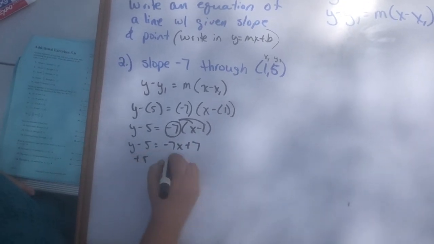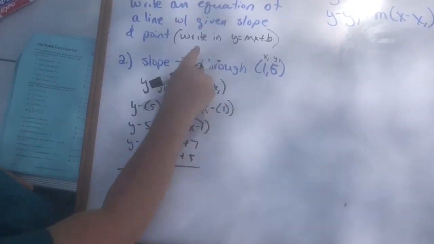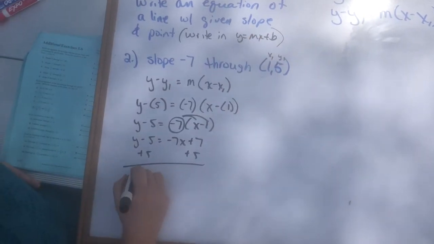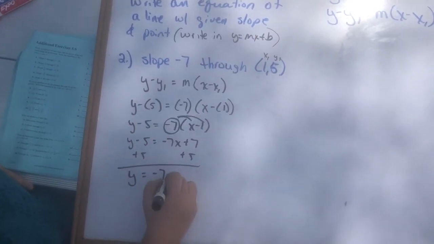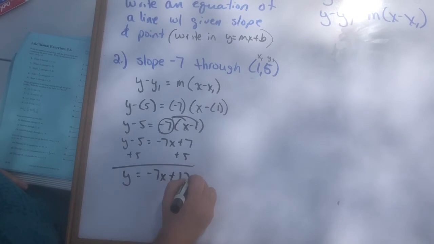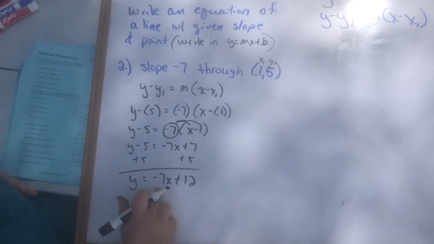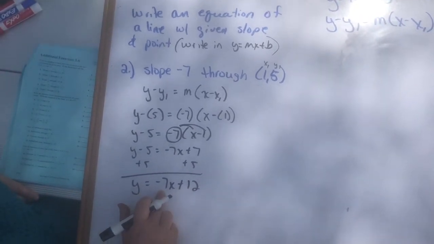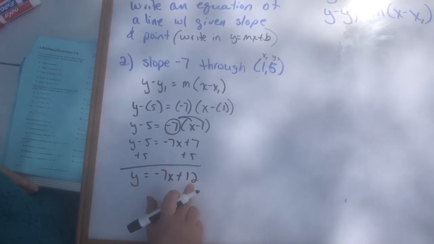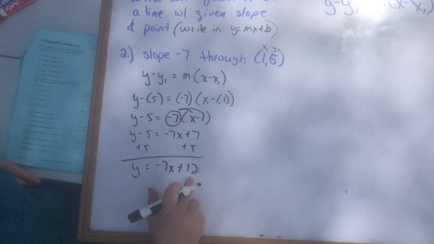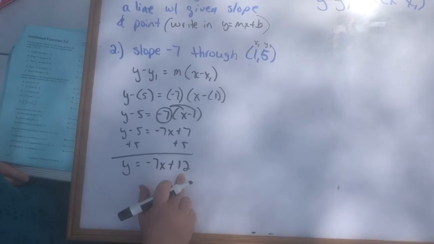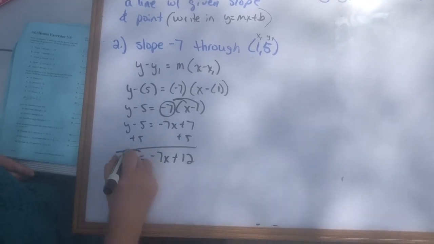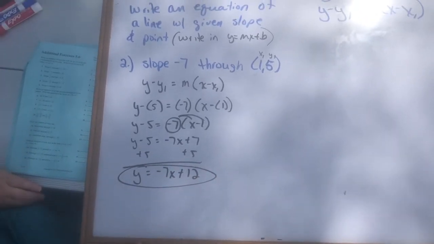Now I can add 5 to both sides because we want it in the y equals mx plus b form. I have y equals -7x plus 12. Now I have it in my y equals mx plus b. I have my slope, -7, and what do we call this 12? We call 12 the y-intercept. (0, 12) would be my y-intercept, but this is the form they want it in. So there's the answer for that one.